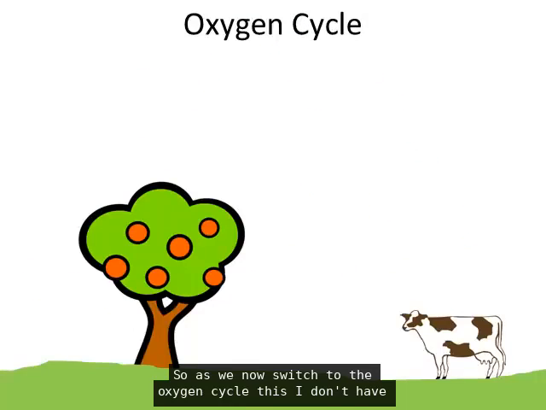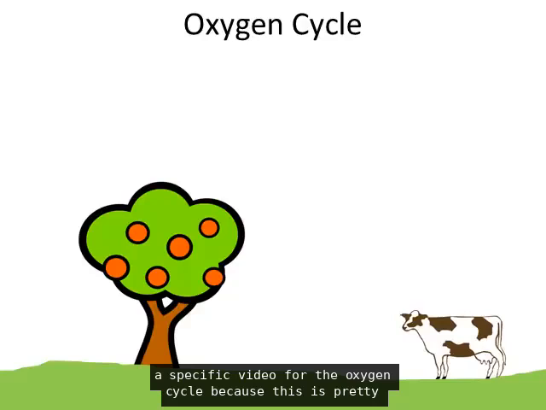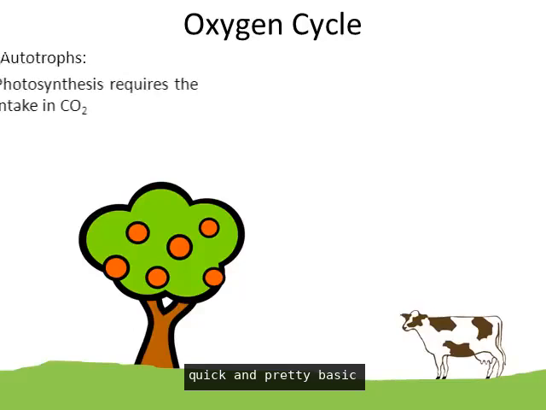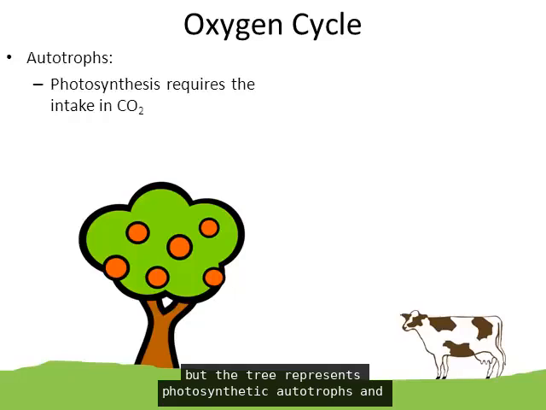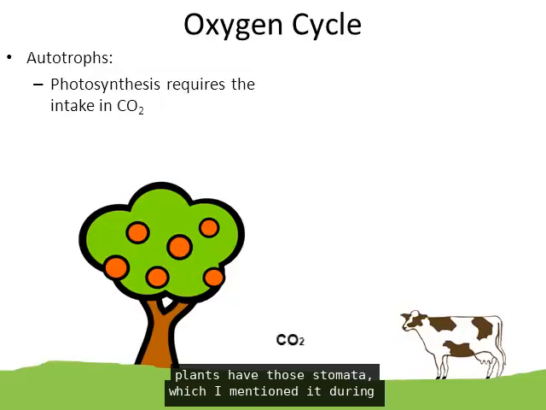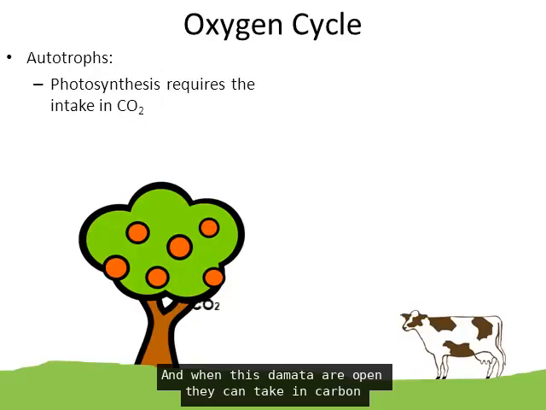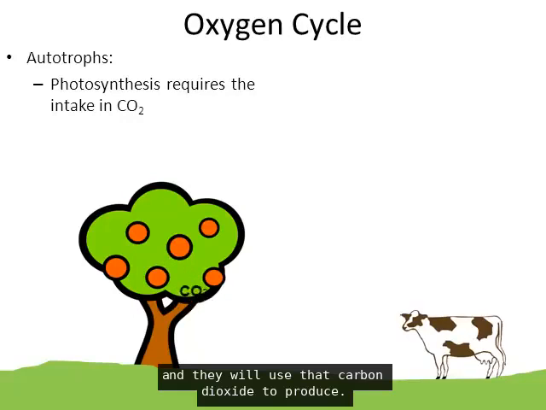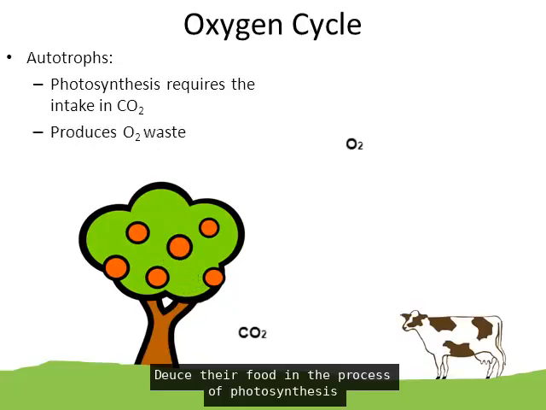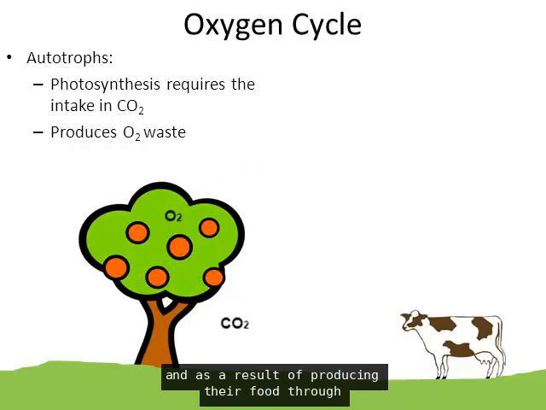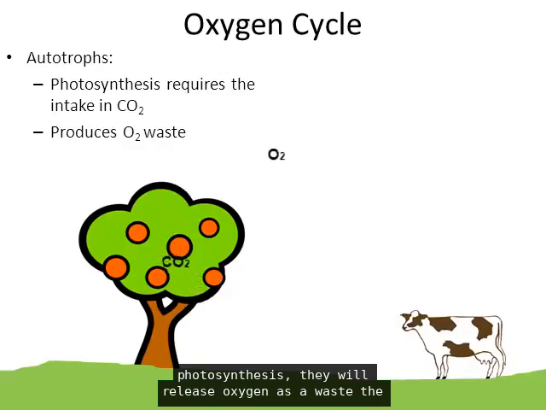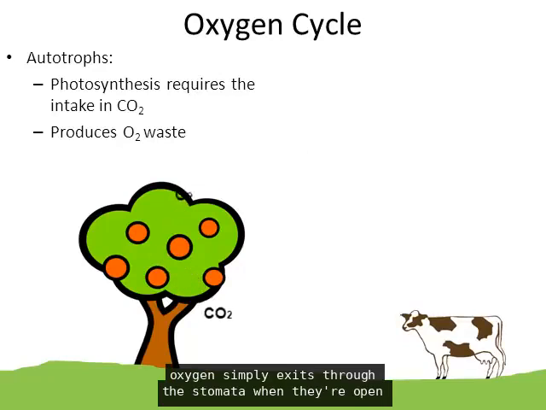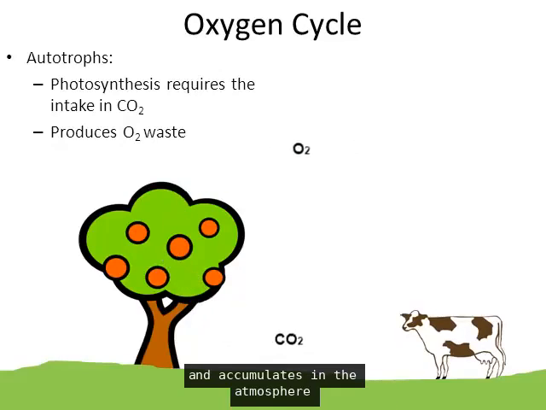So as we now switch to the oxygen cycle, I don't have a specific video for the oxygen cycle because this is pretty quick and pretty basic. But the tree represents photosynthetic autotrophs, and photosynthesis requires the intake of carbon dioxide. Again, plants have those stomata, which I mentioned during the water cycle. And when the stomata are open, they can take in carbon dioxide simply from the environment, from the air. And they will use that carbon dioxide to produce their food in the process of photosynthesis. And as a result of producing their food through photosynthesis, they will release oxygen as a waste. The oxygen simply exits through the stomata when they're open and accumulates in the atmosphere.